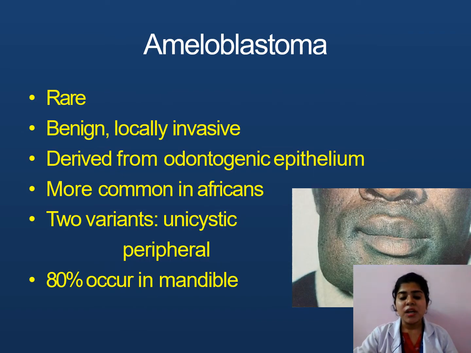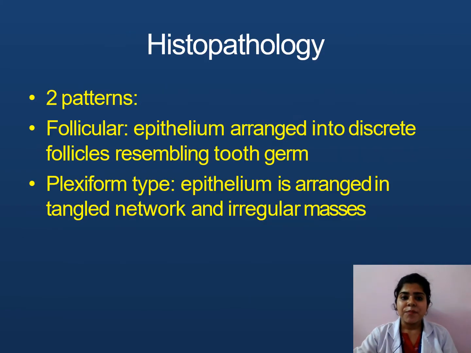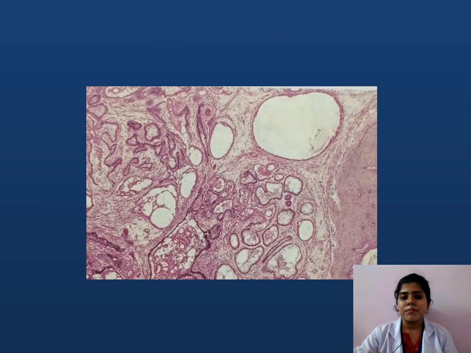Ameloblastoma is a rare, benign, locally invasive tumor derived from odontogenic epithelium. More common in Africans, with two variants, unicystic and peripheral. 80% occur in the mandible. Radiographic examination shows a multilocular radiolucency with resorption of the roots around it, and it may become associated with unerupted third molars. Histopathologically, two patterns: follicular and plexiform types. Follicular is the epithelium arranged into discrete follicles resembling the tooth germ, and plexiform is the epithelium arranged in a tangled network and irregular masses.